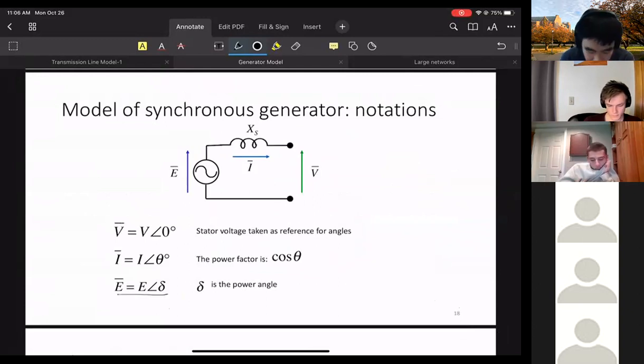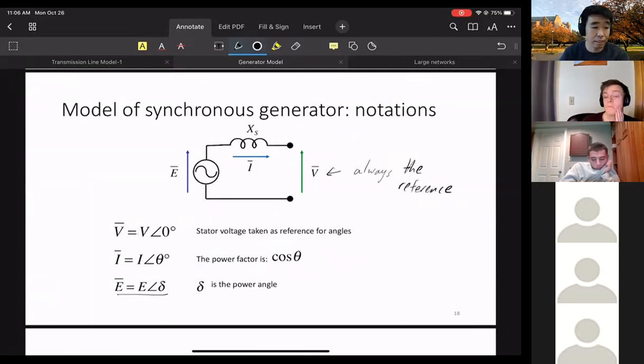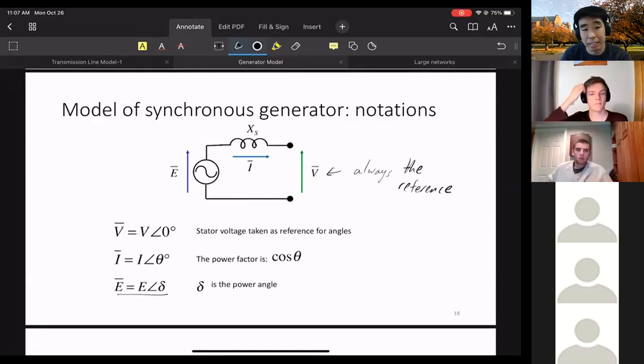There's an internal EMF that has an angle, delta. It creates a current, and this current goes out to a terminal. We always take the terminal to be the reference. The rest of the class is to get some equations that relate E, V, theta, and delta to each other. We want to know how much power I can deliver at the terminal. We always want to know that.